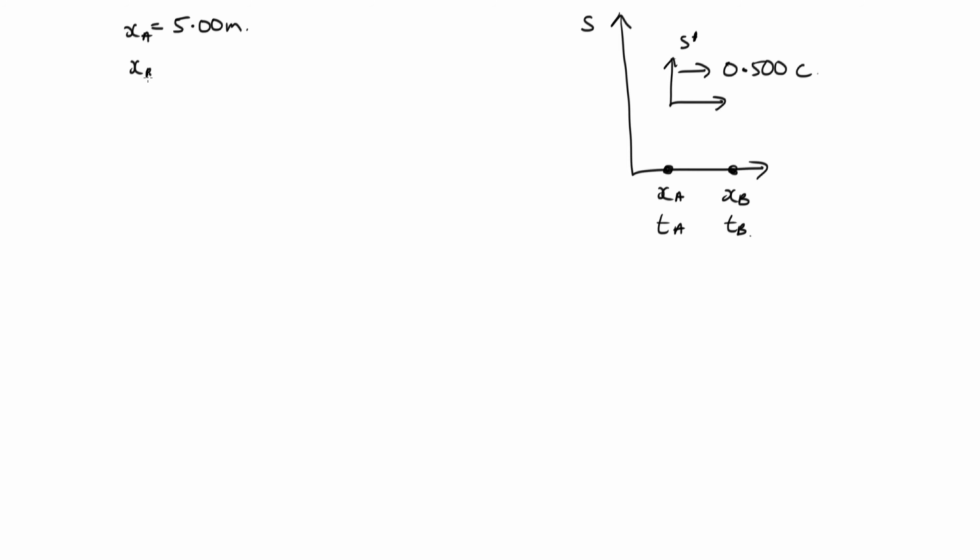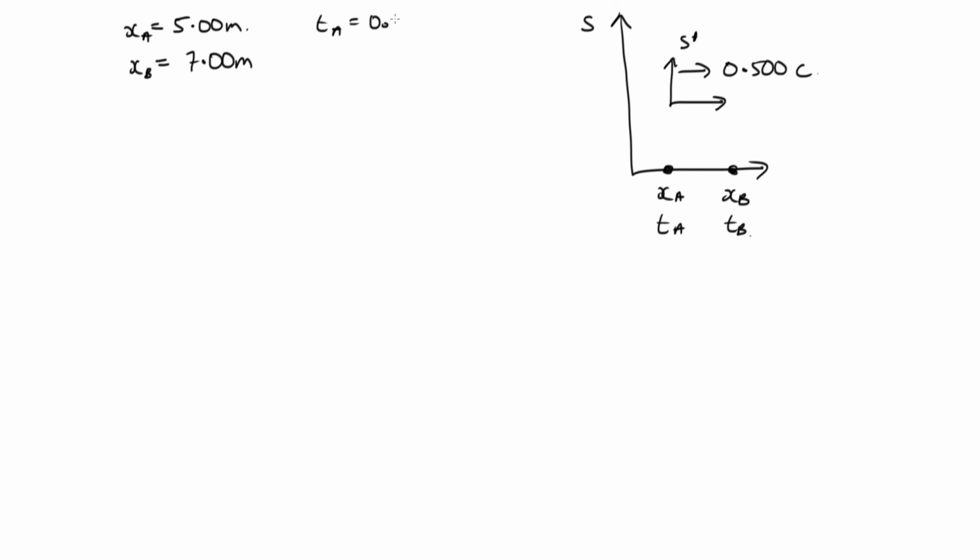So in this question, we've got an unprimed frame and we've got an event A which happens at XA, at TA, and then a later event B which happens at XB at TB. And we've got the primed frame which is moving this way with a speed of 0.500c. And we're told that the location of event A is equal to 5 meters. The location of event B is equal to 7 meters.